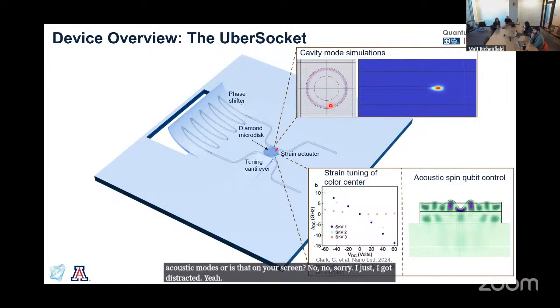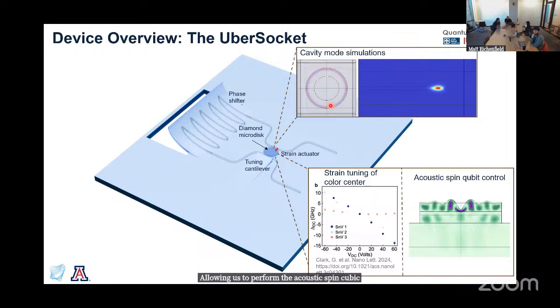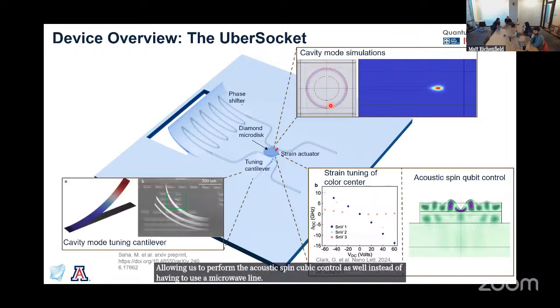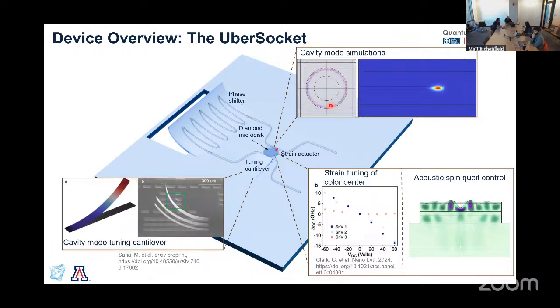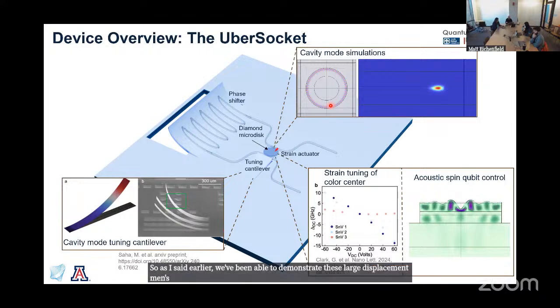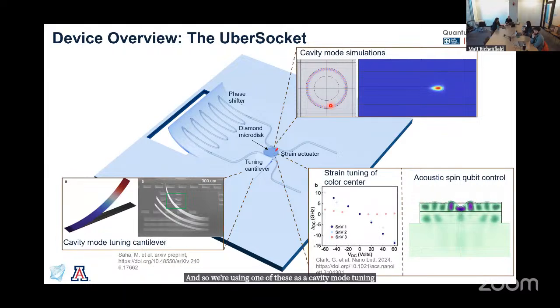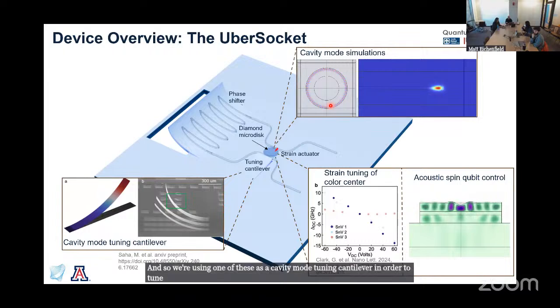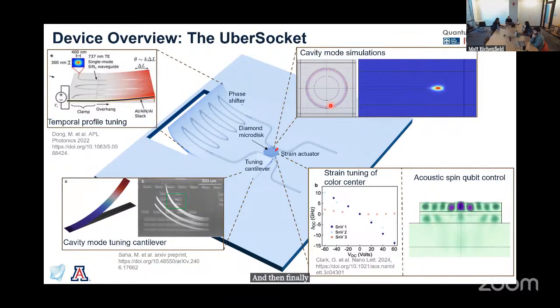We can also use this piezoelectric actuator to target a mechanical eigenmode of the device, allowing us to perform the acoustic spin qubit control as well, instead of having to use a microwave line. As I said earlier, we've been able to demonstrate these large displacement MEMS cantilevers in this platform as well. We're using one of these as a cavity mode tuning cantilever in order to tune the cavity mode frequency to be simultaneously resonant with the emitter frequency. And then finally, we're using a cantilever phase shifter to do tuning of the temporal profile of the photon.